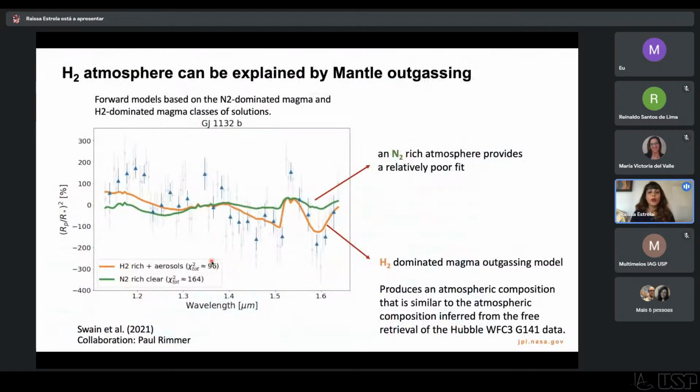So our collaborator, Paul Riemer from Oxford, did some outgassing models to see if they would explain our transmission spectral data. So he did two models. One is based on nitrogen-dominated magma, and another one is a hydrogen-dominated magma. So the nitrogen, which is represented by this green cube that you can see here, provides a relatively poor fit to our data, while the hydrogen-dominated magma provides a very good fit to our data. So this hydrogen magma outgassing model seems to explain what we see with Hubble.